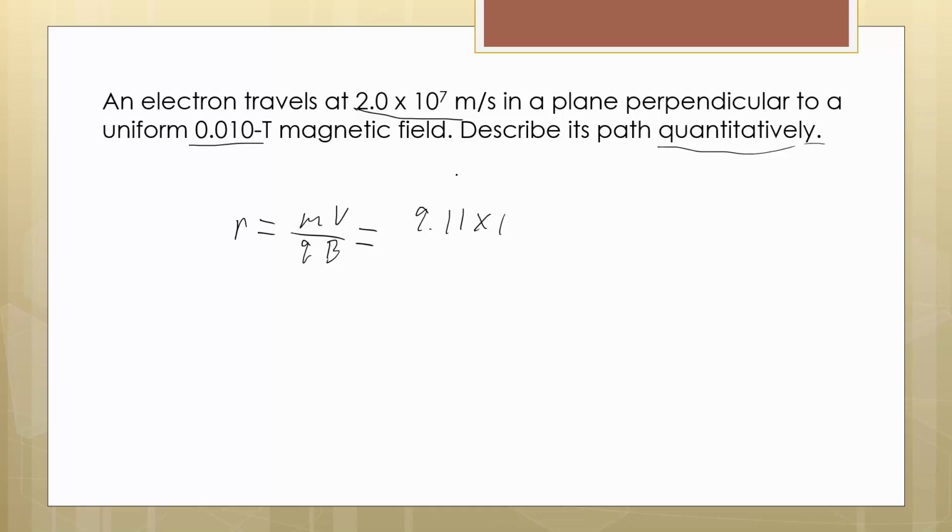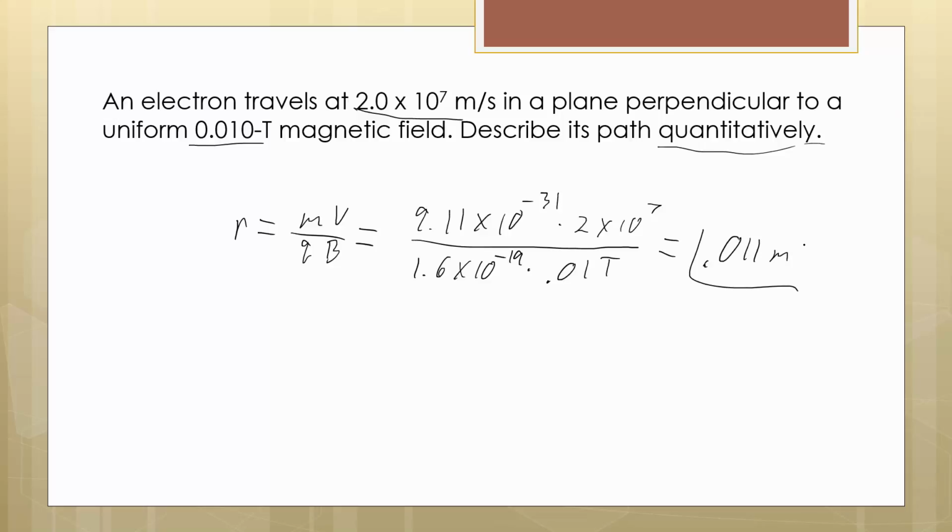Again, we've got everything we need. Mass of an electron is a known quantity, and then we've got the velocity, 2 times 10 to the 7th. Charge on the electron is the same as in the previous example, times 10 to the negative 19th, and a 0.01 Tesla magnetic field. Why put the unit on that and nothing else, I don't know. We end up with a radius of 0.011 meters as we go around the circle.